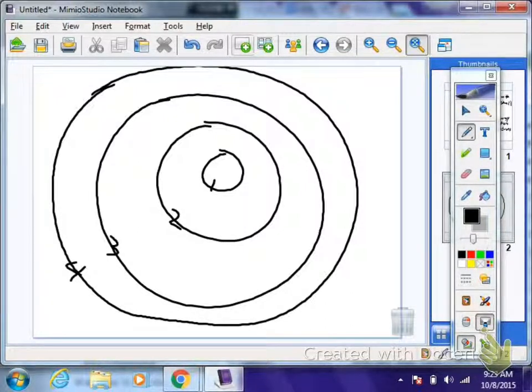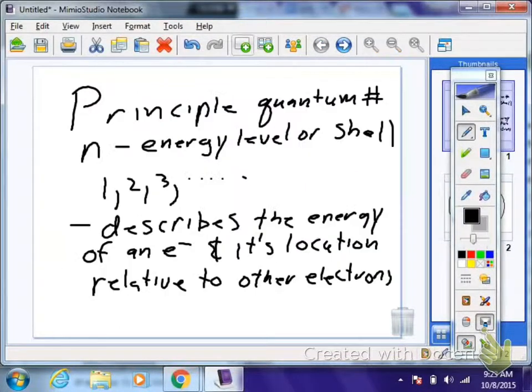And so a bus, of course, holds more than that. So as we work our way out, each orbital has more space and it can hold more electrons. As we work out from 1 to 2, 2 to 3, 3 to 4, that particular one can hold more electrons. Okay? So it describes the energy of an electron and its location relative to other electrons. All right. So then we get to our next one.